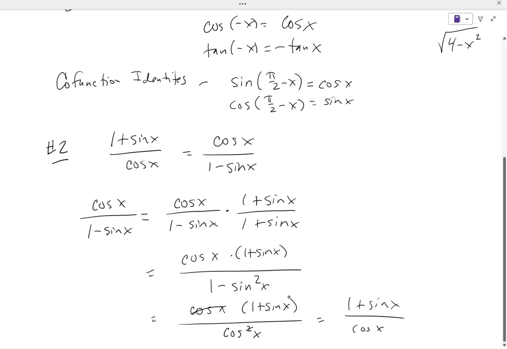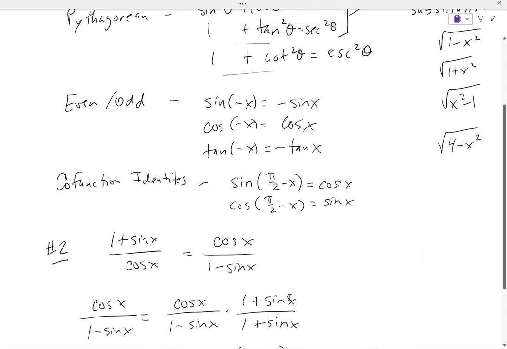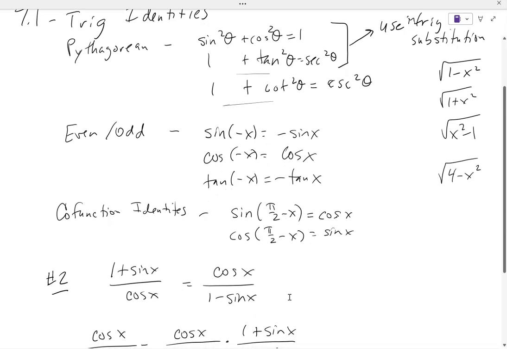Notice if you would have started with the left-hand side, you would have multiplied top and bottom by 1 minus sine x and did the same thing. Is that okay? I can just go up just to show the identities. Yeah.